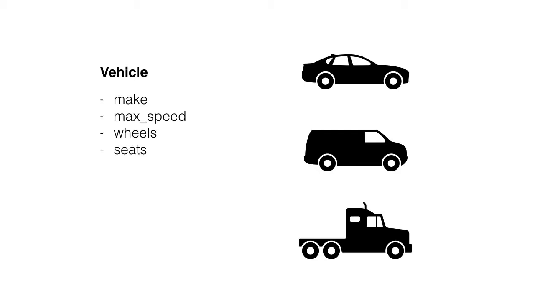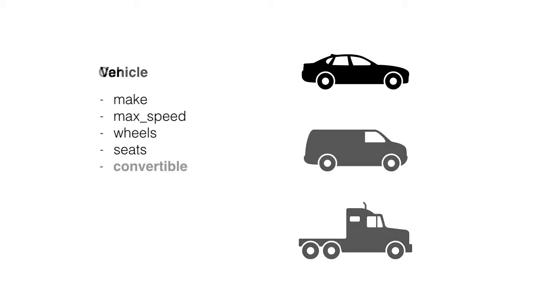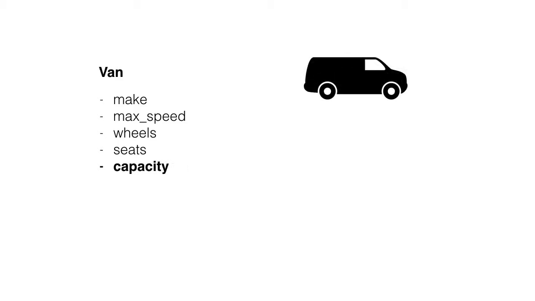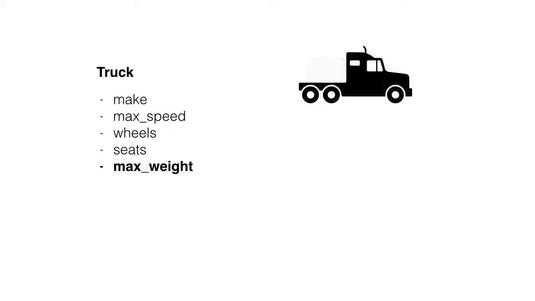type, all of which could require some additional properties or methods that wouldn't be shared with other types. For instance, a car could have a property such as convertible to indicate whether the car is of a convertible type, one that would not apply to a van or a truck. A van could have a property called capacity to indicate its capacity, while a truck a property called max weight to indicate the maximum weight it can handle.